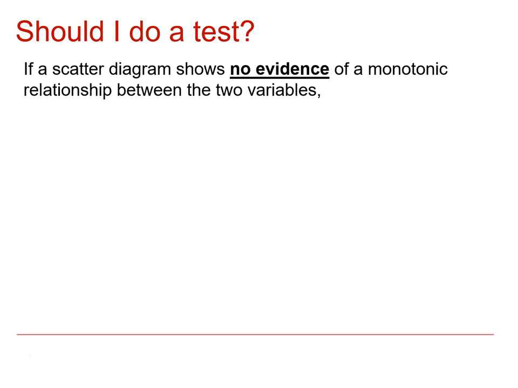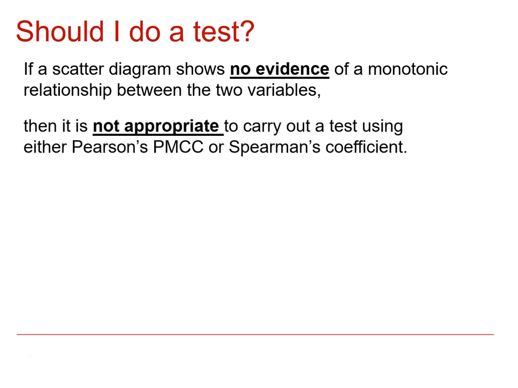So a question we should ask ourselves is, should I do a test? If a scatter diagram shows no evidence of any monotonic relationship between the two variables, then it's not appropriate to carry out a test using either Pearson's or Spearman's coefficient. Remember that a monotonic relationship means as one increases, the other increases or decreases.